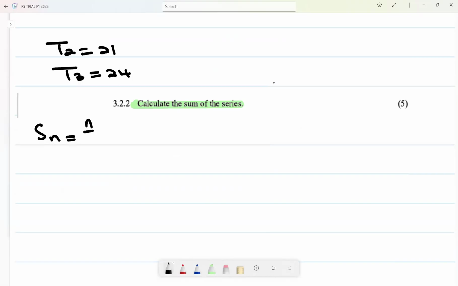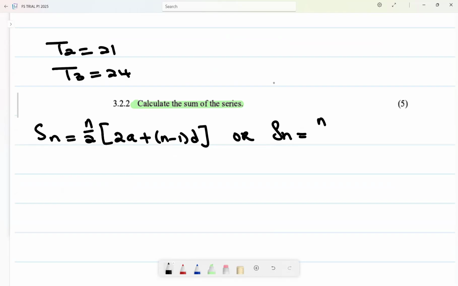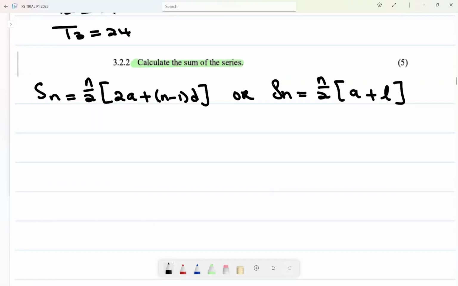It's either use this one, Sn is equal to n divided by 2 times 2a plus n minus 1 d, or I use this one, Sn is equal to n divided by 2 times a plus l, where l is your last term, your Tn. We already know the a, we already know the d. We need to know how many terms the series has. So we need to first find n.